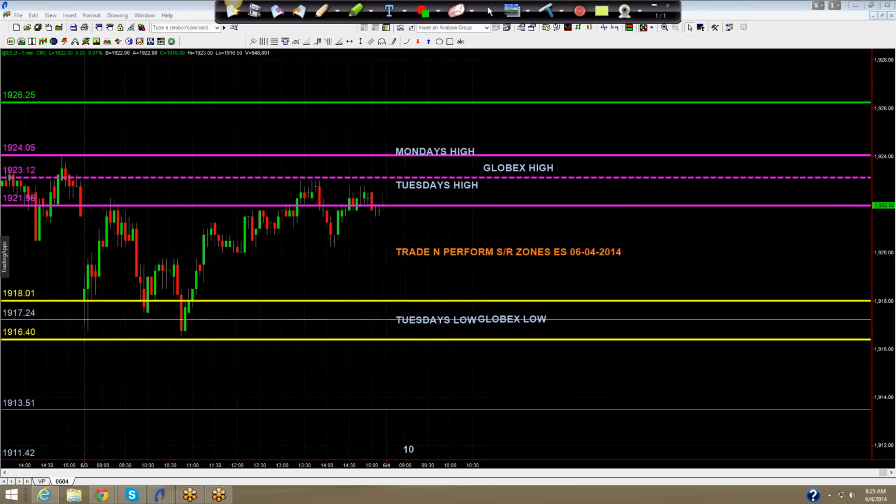Let's take a quick look at NQ. Let me set up the chart really fast. And then we'll look at the volume profile.